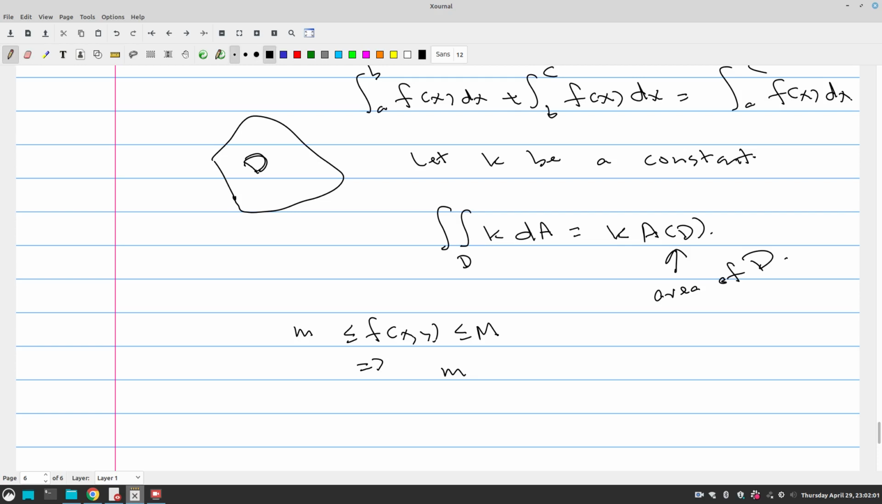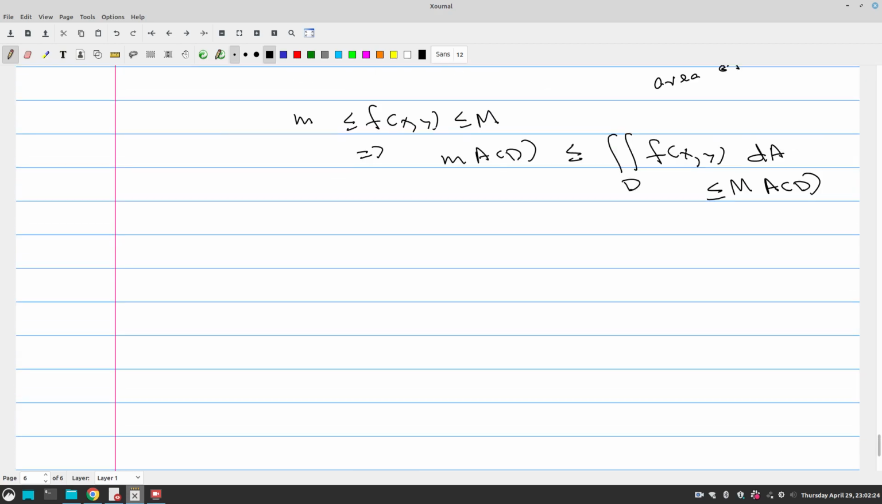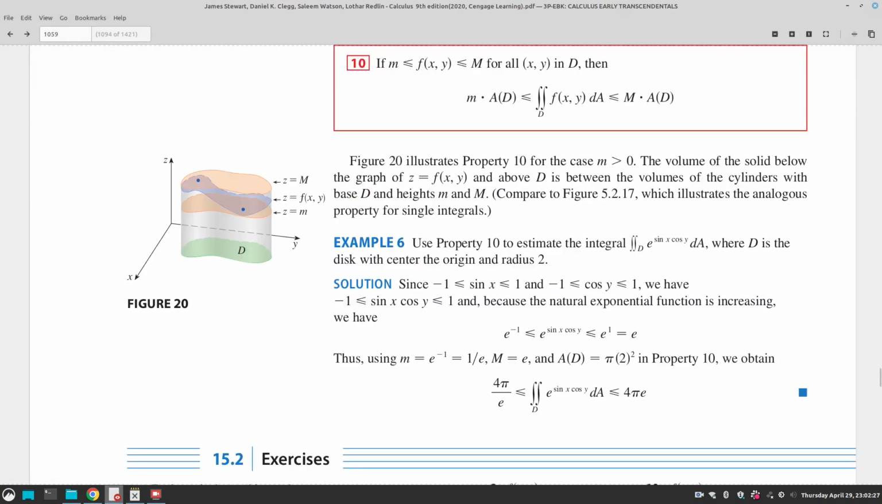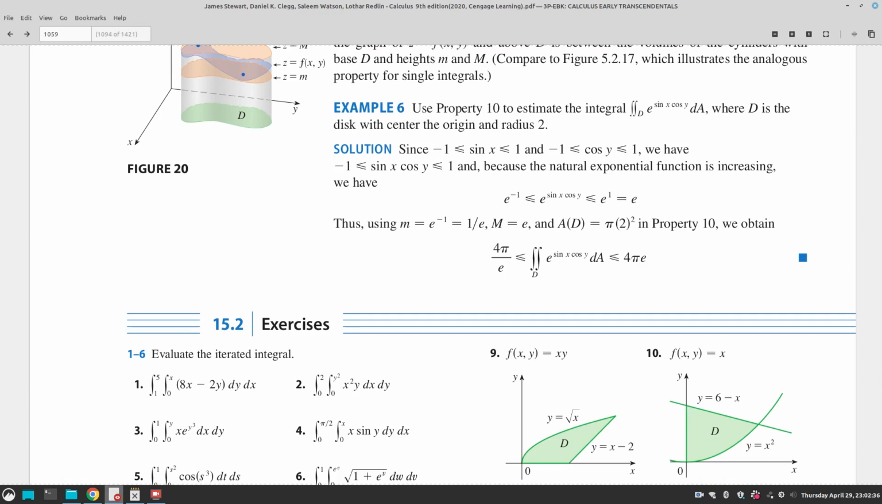M times the area of D, integrate f(x,y) over D dA, capital M times the area of D. This is true if the function has a global maximum and a global minimum on the region D. And of course, using this property, example 6, you can place an upper bound and a lower bound on an integral that in most cases you can't evaluate directly, analytically.